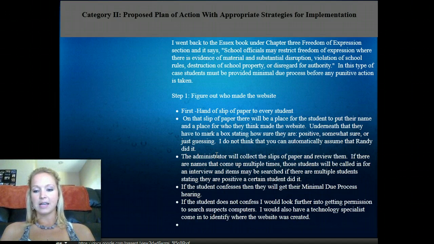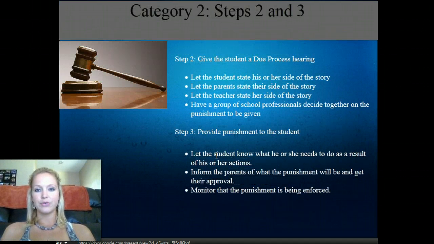I would also have a technology specialist come in to identify where the websites were created, like they had stated in the case study. Step 2, give the student a due process hearing, like they have the right to do. I would let the student state his or her side, the parents and the teachers all state their side, so we get all parts of the story. I would have a group of school professionals decide together on the punishment to be given. I think that if you have a group of professionals, it is a better decision than just one person.